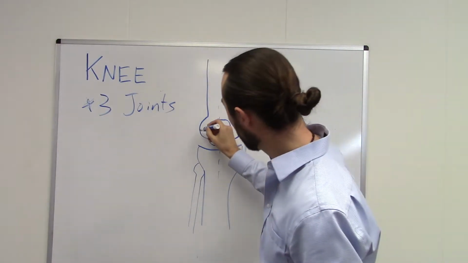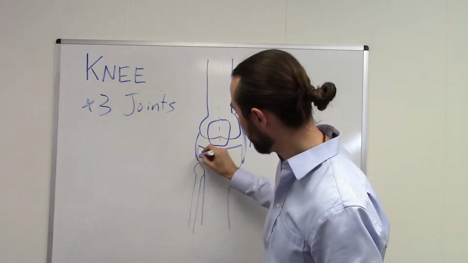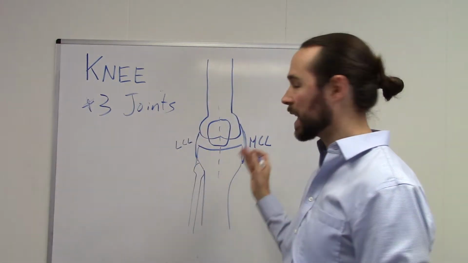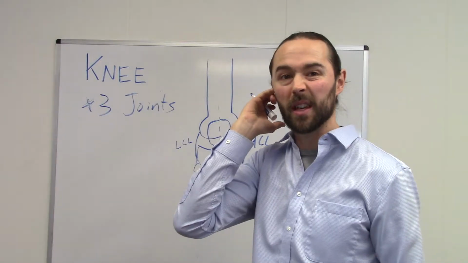On the outside, going down about like this and actually contacting the head of your fibula there too, is your LCL. MCL stands for medial collateral ligament, LCL for lateral collateral ligament. You probably don't need to know that, but just in case you're curious.